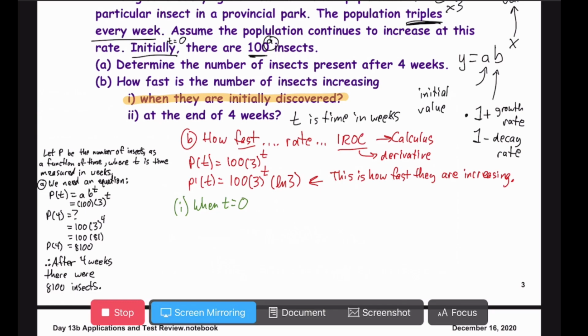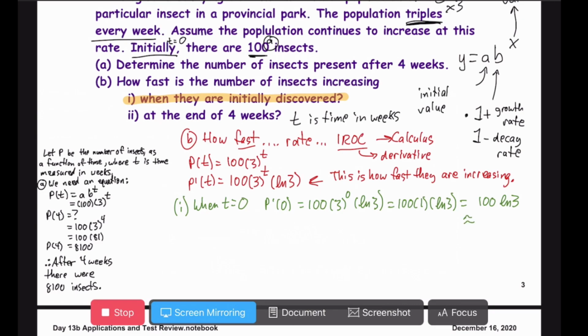So we're going to find p prime of 0 equals 100 times 3 to the power of 0, which of course equals 1, times ln 3. That's going to equal 100 times 1 times ln 3. So our exact value is going to be 100 times ln 3. Of course, that doesn't really have a lot of meaning to us, so we'll also list the approximate value just so we can mentally get a feel for what this value is. And it's going to be 109.86, so we'll round.